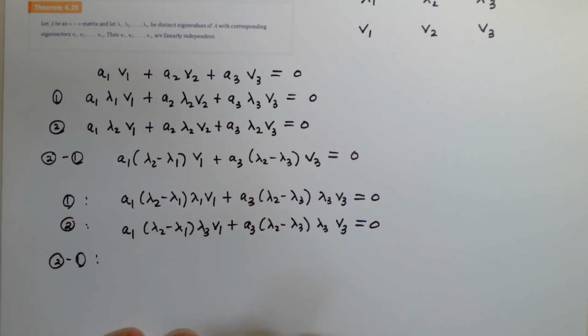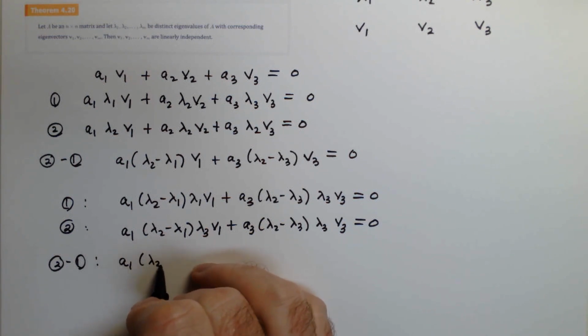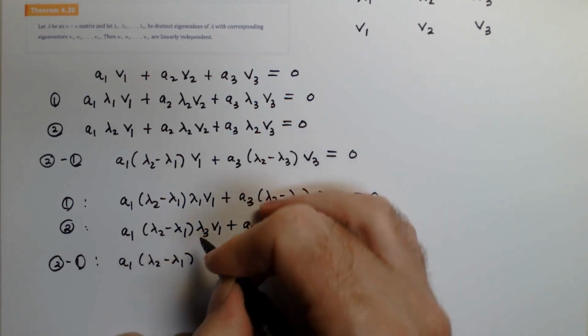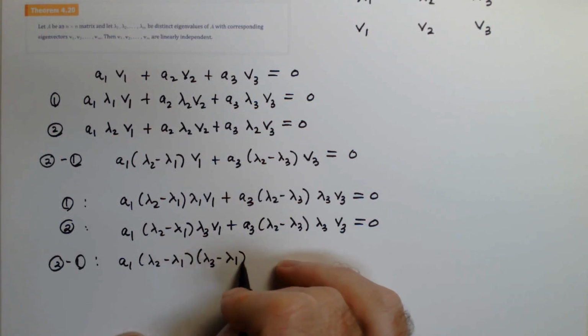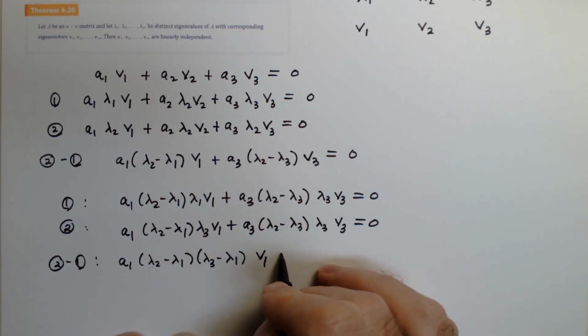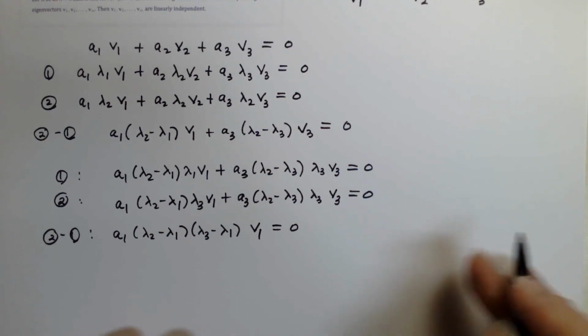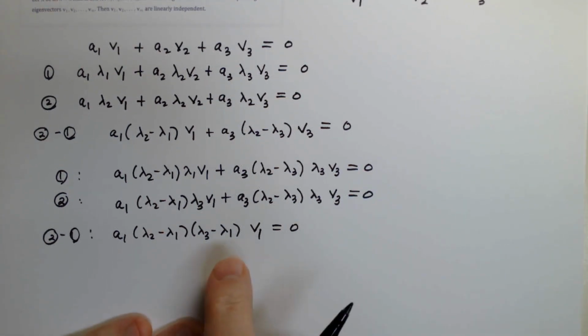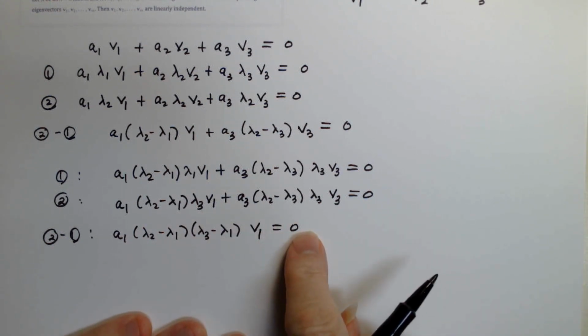So what I'm going to get here is A1 (lambda 2 minus lambda 1) (lambda 3 minus lambda 1). The vector V1 is equal to the 0 vector. Now here's the end game, if you will, right? This scalar is multiplying the vector V1 to get the 0 vector.